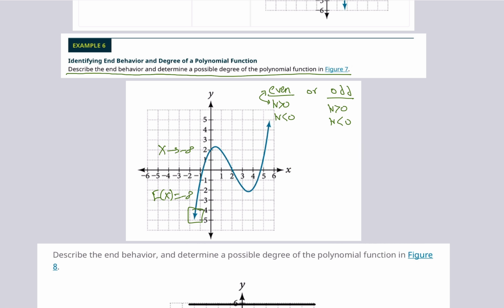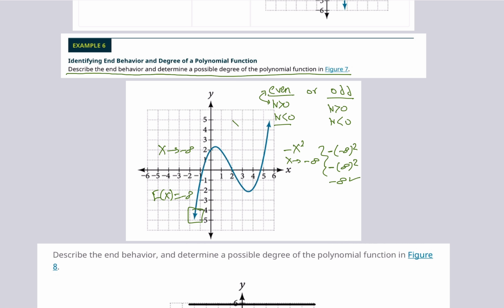Now what about the second? If k is negative, we have negative x squared, even, k is negative. Now let's first determine as x tends to negative infinity, are we going to get negative infinity? Well, negative of negative infinity squared. This is negative of infinity, which is negative infinity, which does work.